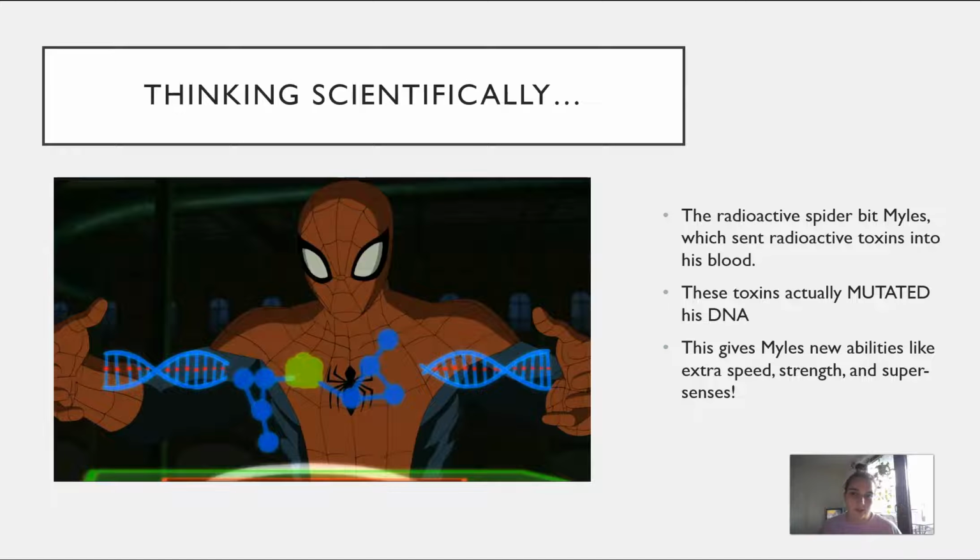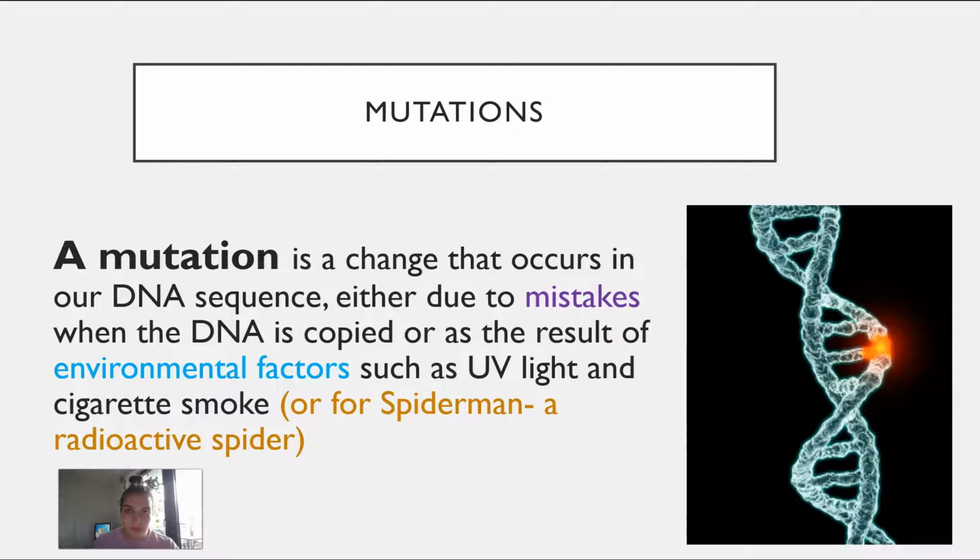If we're to think scientifically about the answer to that question, the radioactive spider bit Miles, which then sends all this radioactive toxins, or bad things, into Miles's blood. The toxins mutated his DNA, and that gave Miles these abilities like super speed, super strength, and all these super senses. So he can hear things and sense things that are dangerous. He gets all these new abilities from his mutated DNA. And that's the reason I show you this clip: we're going to focus on mutations of your DNA. So why not start with a perfect example of mutations, which would be Spider-Man.